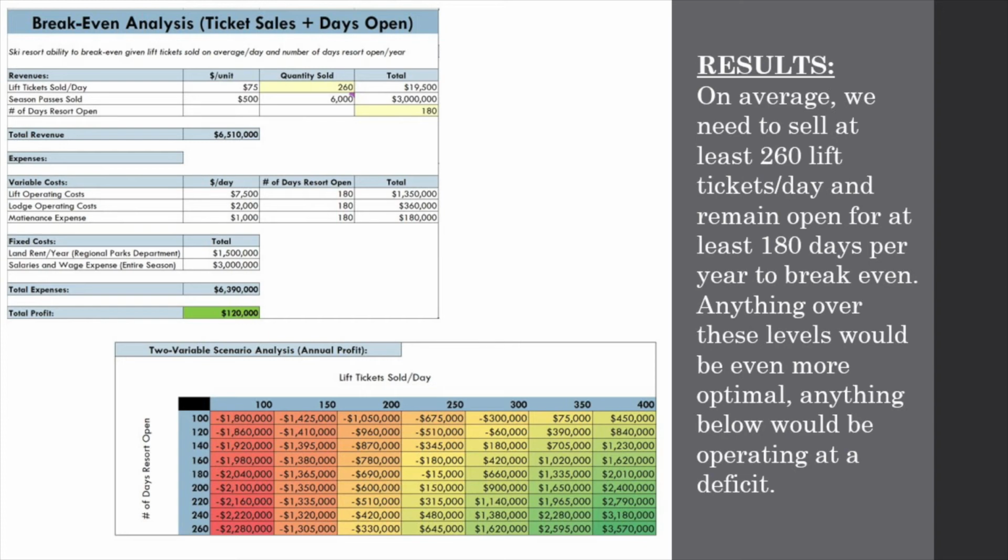Based on our analysis, we determined, on average, we need to sell at least 260 lift tickets per day and remain open for at least 180 days per year to break even. Anything over these levels would be even more optimal. Anything below would be operating at a deficit. Thank you, and now Ethan will discuss our third solution to strategic capacity planning.